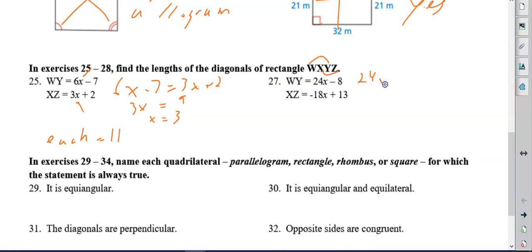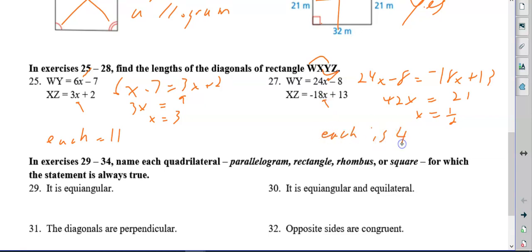And over here, 24x minus 8 equals, notice it's a negative 18x plus 13. So I'm going to add 18x and get 42x. I'm going to add 8 and get 21. X is 1/2. But again, I need to plug it in for x. So 24 times 1/2 is 12, or divided by 2 is 12. Minus 8 is 4. And again here, this would be negative 9. 13 minus 9 is 4. So each diagonal is 4.